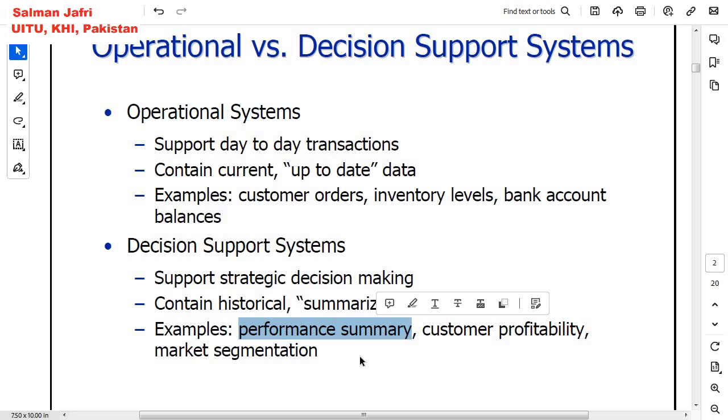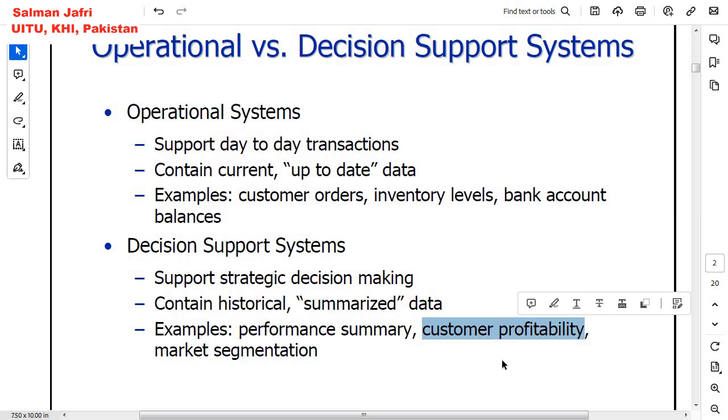Similarly, Amazon or Daraz can go for customer profitability. They can analyze the business or the sales to certain customers, and of course market segmentation. There are systems that would judge the market segmentation of a particular organization. For example, if Daraz wants to find out how much of the market share Daraz is having of the total e-commerce that is taking place in Pakistan, so a decision support system can help Daraz with that kind of information.